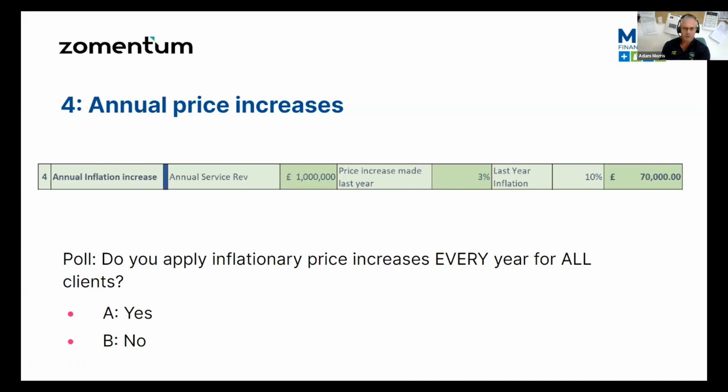So in this example, we've got a £1 million annual service revenue, and there wasn't actually an increase in this particular example of 3%, but inflation was 10. So 7% difference, and that clearly is a huge amount that's being left there. So on the poll, do you apply inflation price increases every year for all clients? A, yes. B, no. And we're seeing a 60-40 split.